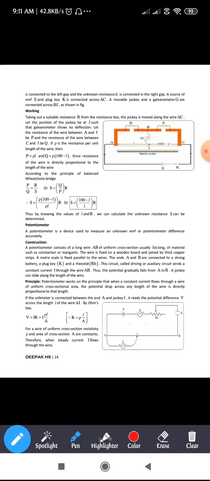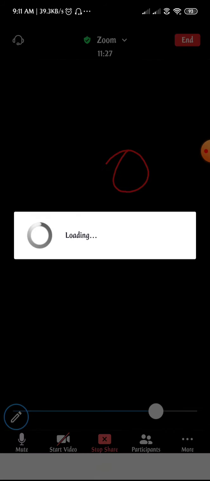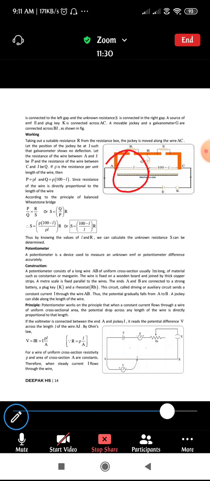In the left gap we have connected a resistance box, whereas in the right gap we have connected the unknown resistance. We don't know the value of the resistance which we have connected at the right gap. On the left side we have connected the resistance box, and on the right side we have connected the unknown resistance.